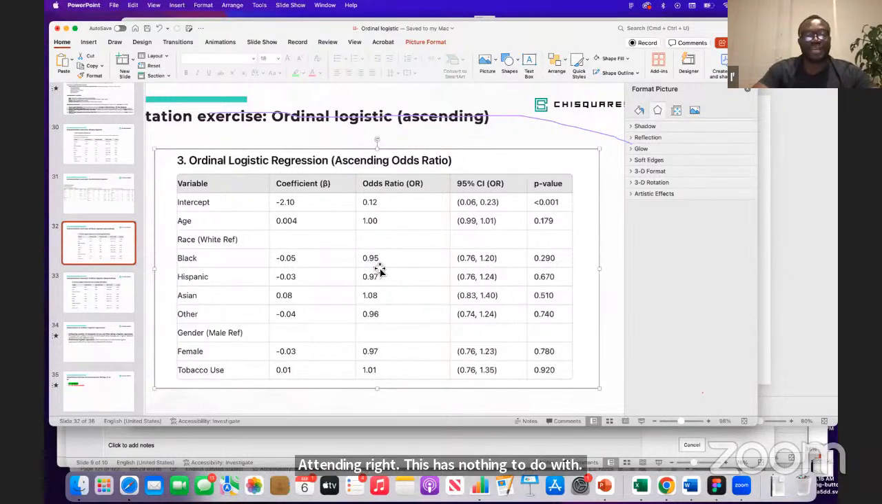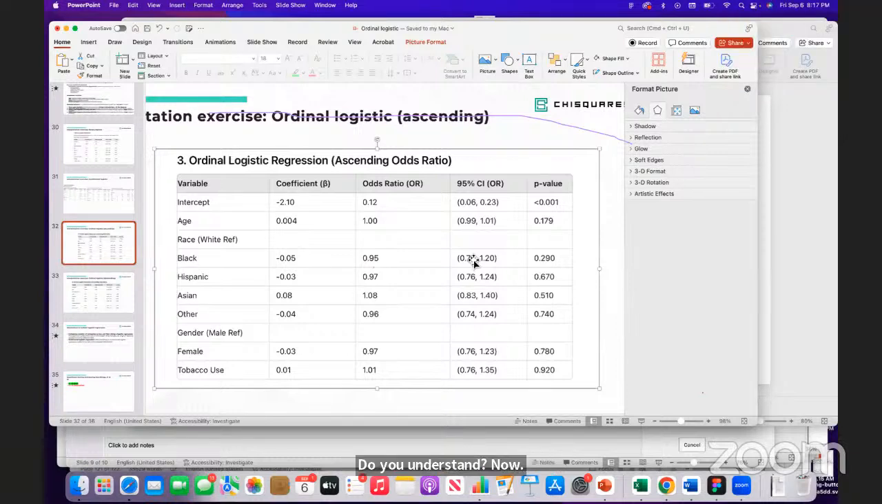So blacks had 0.95 times lower odds compared to whites of reporting increasing support for a ban on menthol cigarettes. But this is where we'll come back to this one. The results were not statistically significant, judging by the confidence interval that included 1. Do you understand now? Yes.